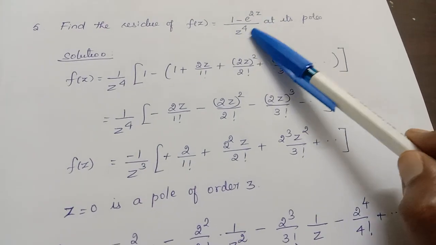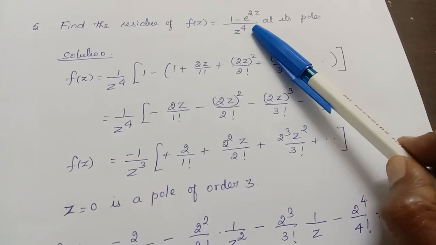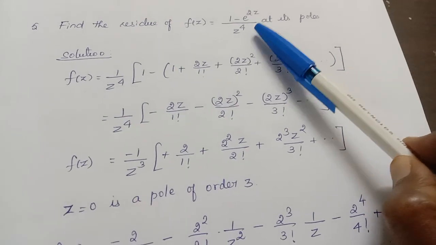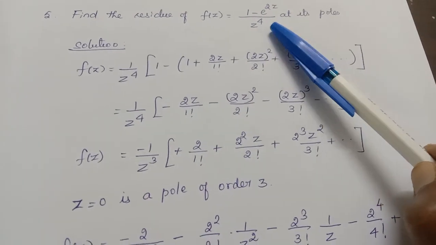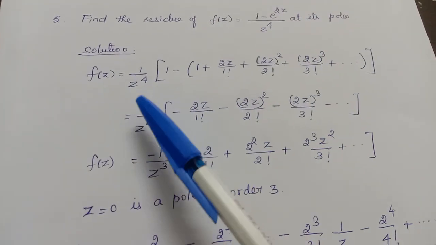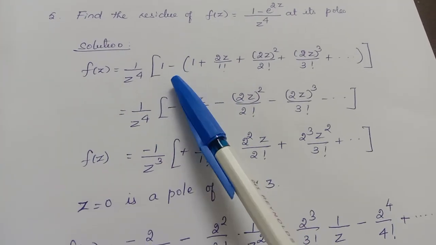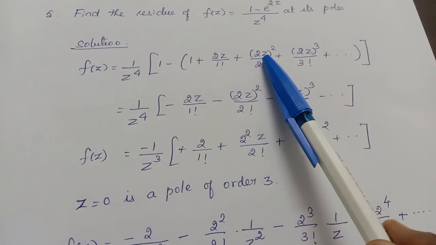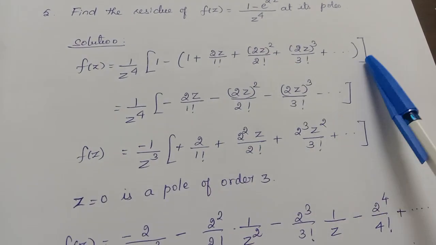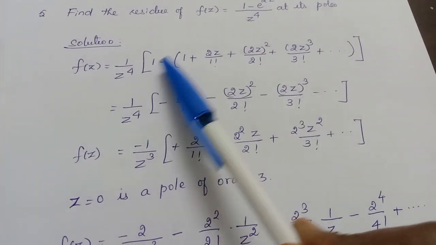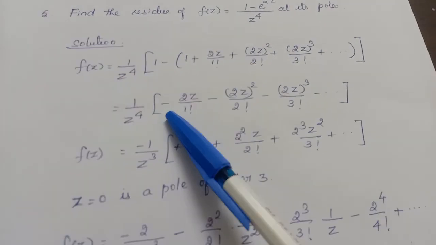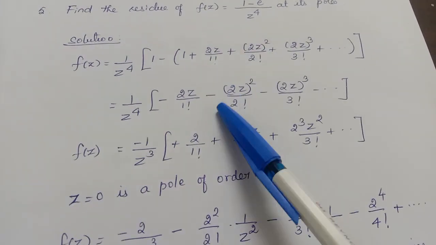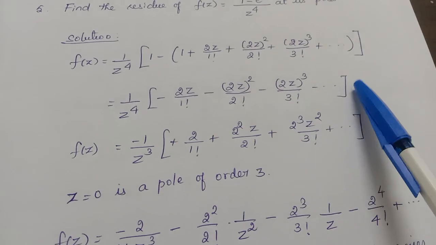So when you have functions of this type, it is better to write the expansion. Then only you can get the real nature of the singular point. Okay, so let me write the expansion. 1 by z power 4 into 1 minus e power 2z is 1 plus 2z by 1 factorial plus (2z)^2 by 2 factorial plus etc. Now when you subtract this, plus 1 minus 1 get cancelled. So simply minus 2z by 1 factorial minus (2z)^2 by 2 factorial etc.